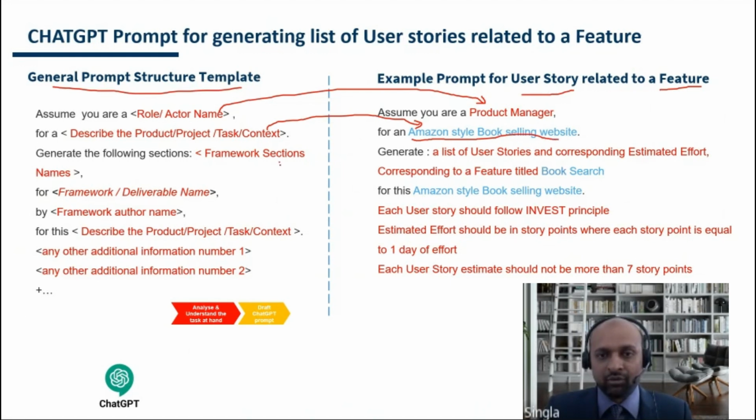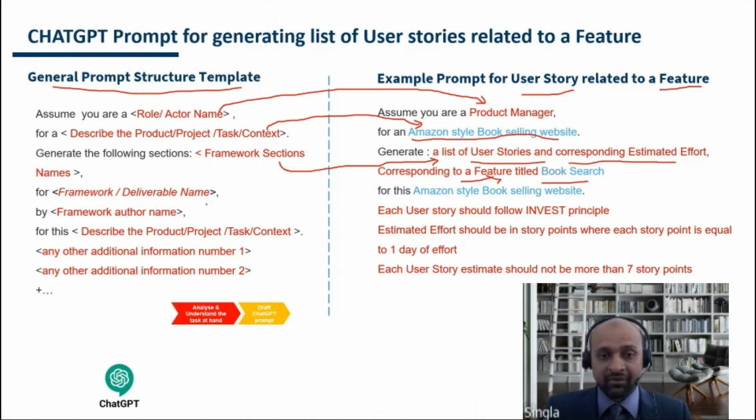Then in the next step, what we are doing is generating various sections which we want in the response of our prompt. In this particular case, we want the list of stories which we want ChatGPT to generate, and also a corresponding estimate for each story. And all these stories should correspond to the feature, which is basically book search. So the key idea here is that we want ChatGPT to generate a list of all the user stories corresponding to the book search feature, and we want it to give an estimate for each story.